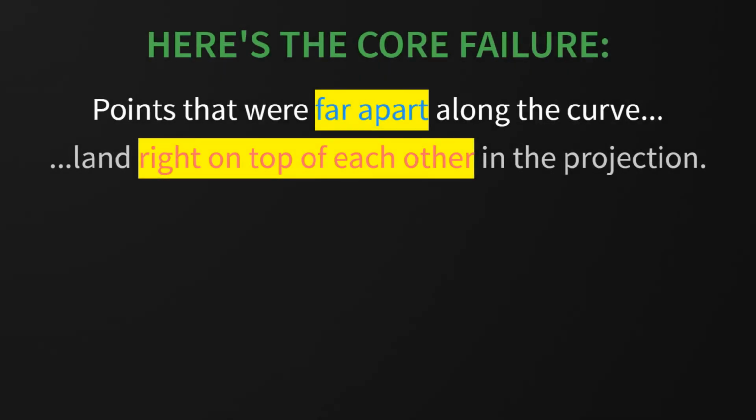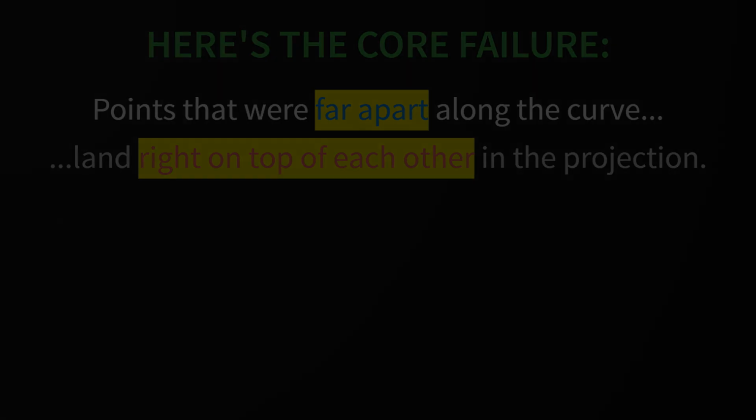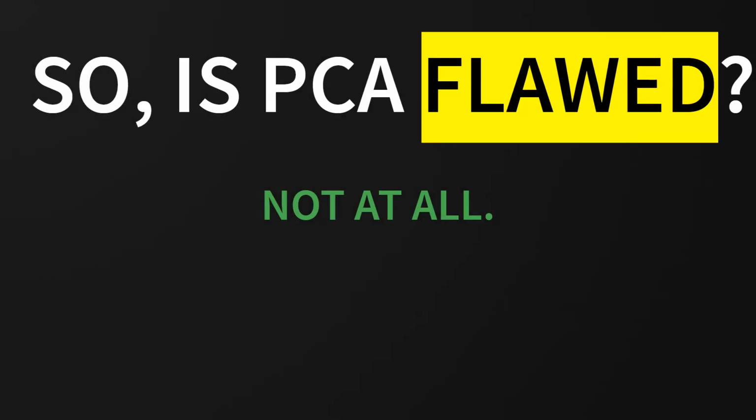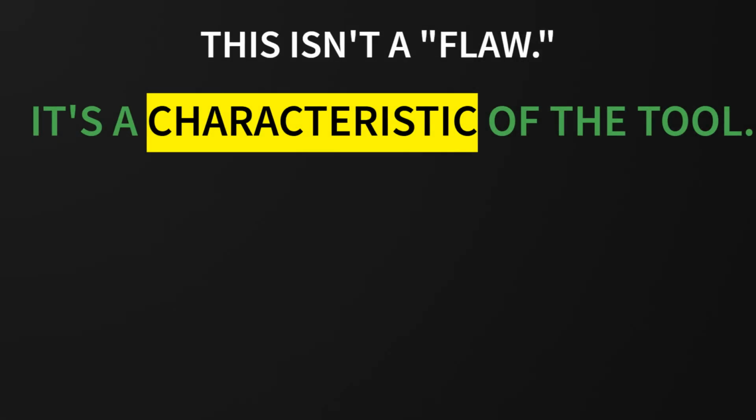This is the critical takeaway. PCA has no concept of the path along the manifold. It only sees the direct, through-the-air distance, causing points from different parts of the roll to incorrectly appear as neighbors. So, does this mean PCA is flawed because it can't handle curves? Not at all. It's a common misconception. The key is to reframe your thinking. This isn't a flaw. It's simply a core characteristic of how the tool is designed to work.